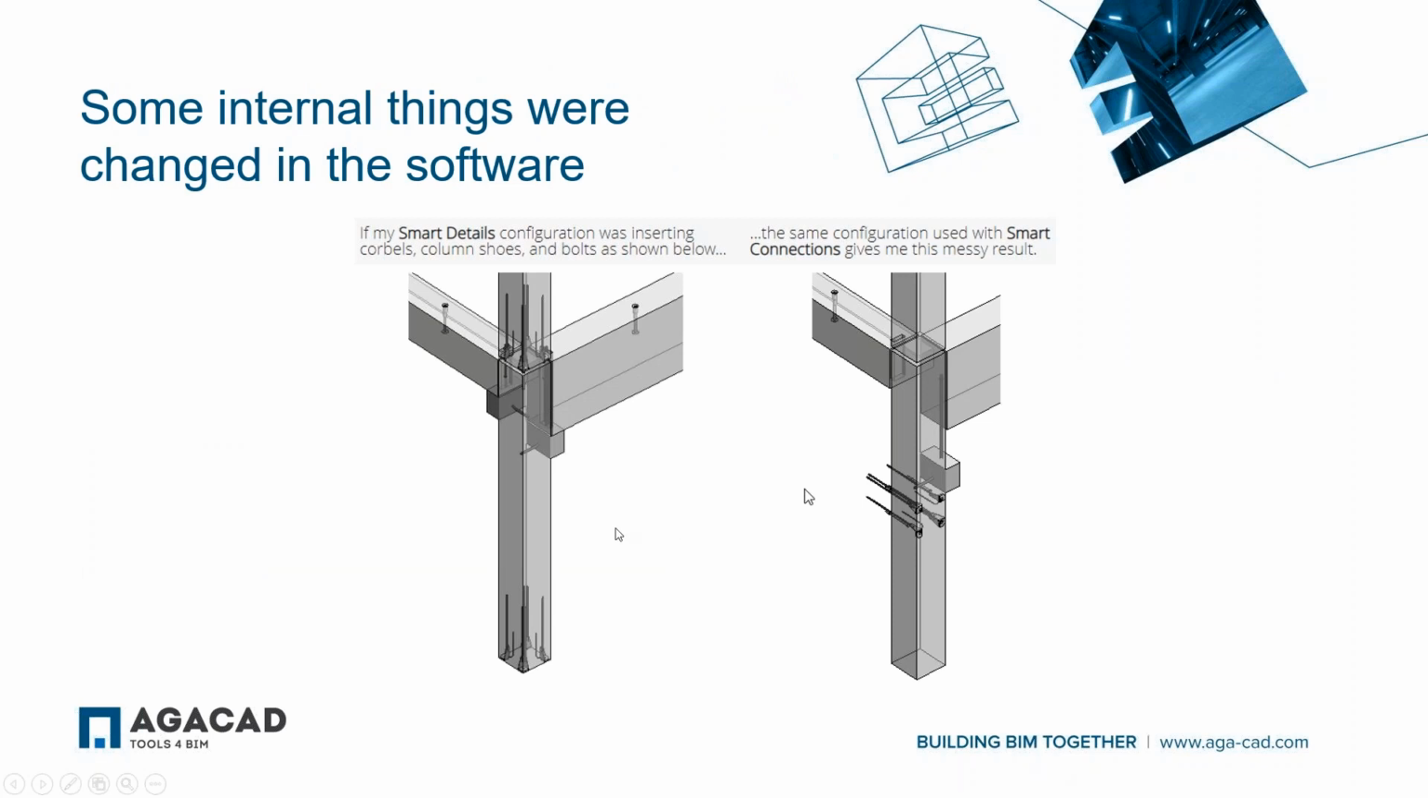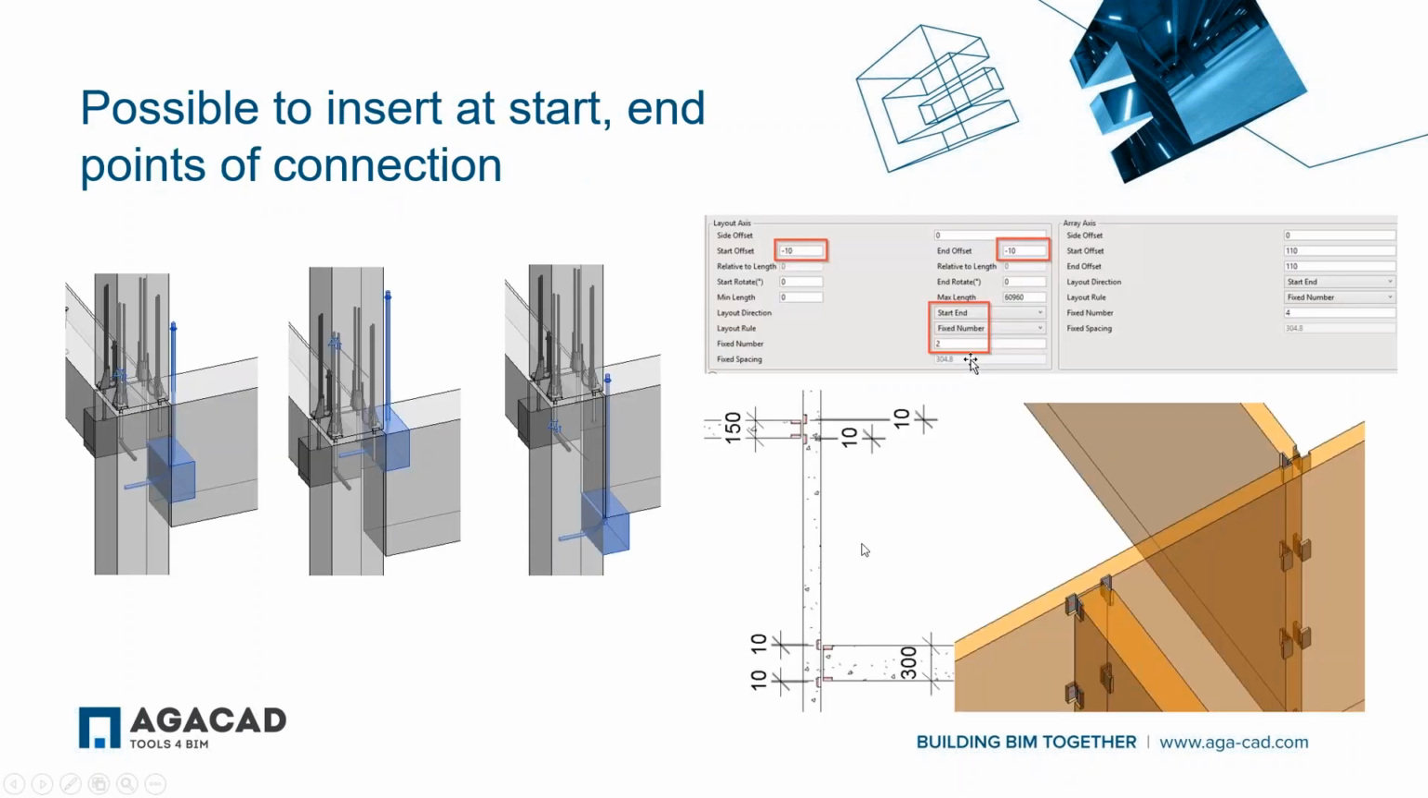For example, I have used Smart Details like this, to insert detail connections at the bottom of a column, at the top, and then some corbels automatically at the beam. But when I use Smart Connections with the same configuration, I get this kind of result. Some internal rules have changed, so now the face of the bottom became the side face. It's something similar, but it will have influence on the columns and a little bit on the wall connections.